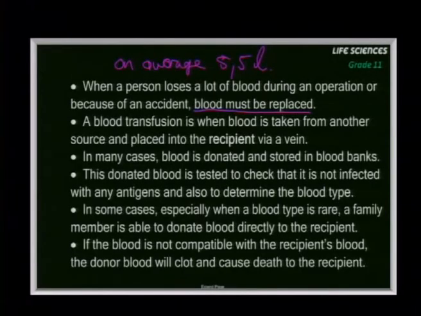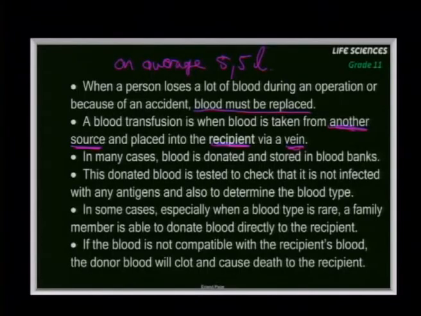So a blood transfusion is when blood is taken from another source, any other source, and is put into a recipient. And they will always use a vein. Why? Because they've got to go digging for an artery. Logic tells you that there's a lovely vein sitting right here, so let's rather use that than go digging to try and find an artery. That's why they will always do it via a vein. In many cases, blood is donated and stored in blood banks.